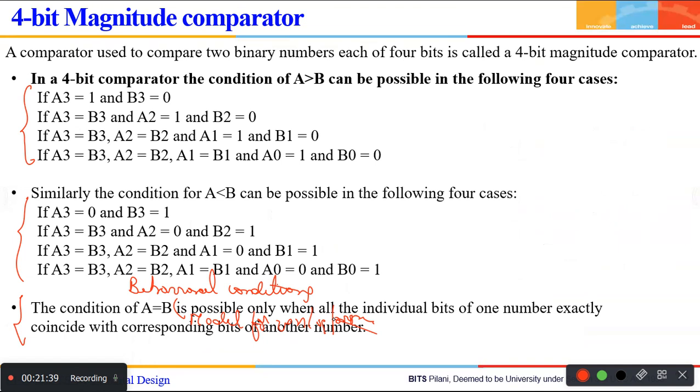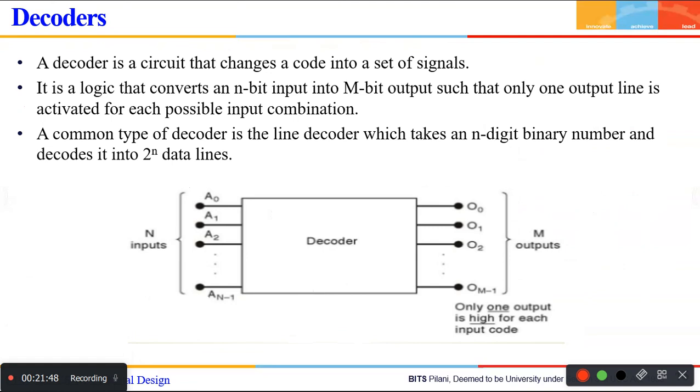Right? Okay. So let's go forward now. Combinational circuits are many, it is not one. And I told you about decoder.